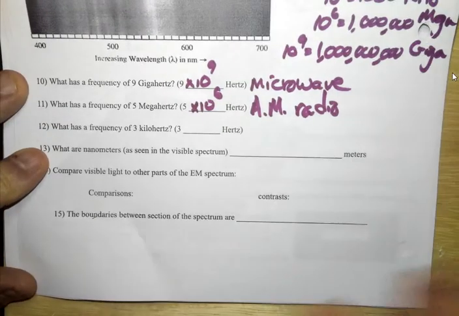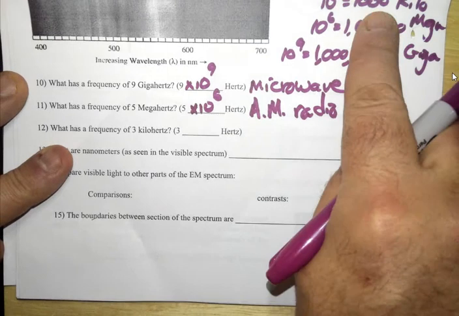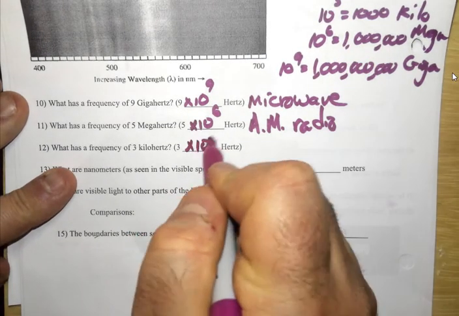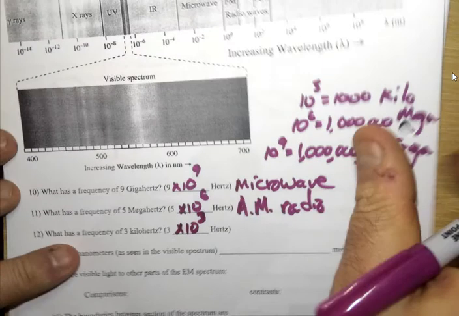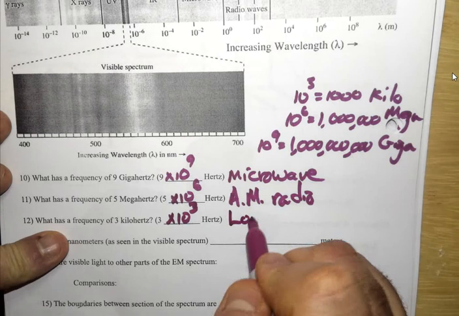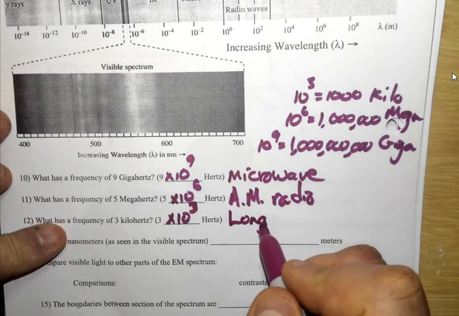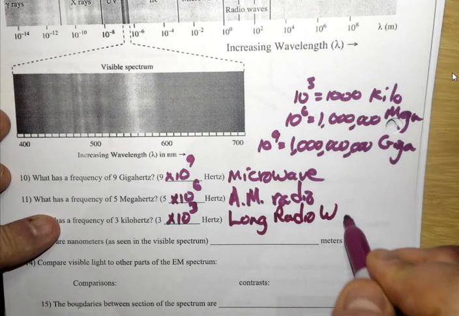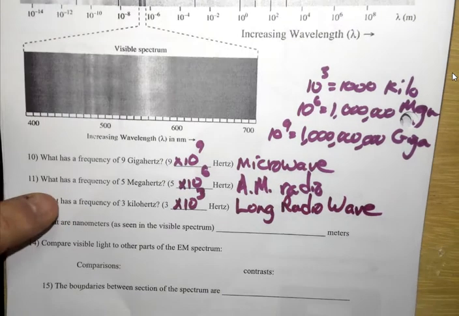The frequency of 3 kilohertz. Kilo is 1,000, times 10 to the third. So 3 times 10 to the third. What's that going to be? 10 to the third is up here, long radio waves. You've heard of shortwave radio? That kind of a thing. There's also long wave radio. I believe only the military uses that.